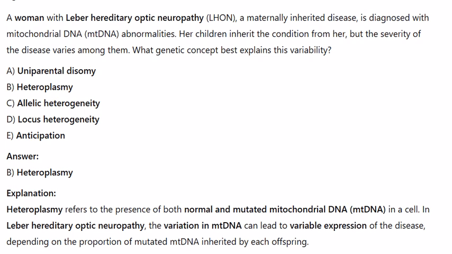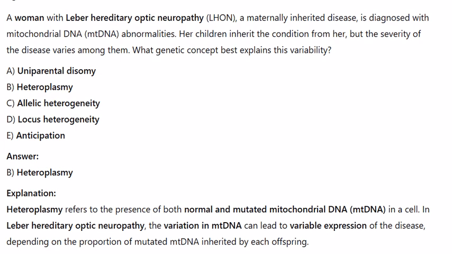A. Uniparental disomy. B. Heteroplasmy. C. Allelic heterogeneity. D. Locus heterogeneity. E. Anticipation. Answer: B. Heteroplasmy. Heteroplasmy refers to the presence of both normal and mutated mitochondrial DNA, mtDNA, in a cell. In Leber hereditary optic neuropathy, the variation in mtDNA can lead to variable expression of the disease, depending on the proportion of mutated mtDNA inherited by each offspring.